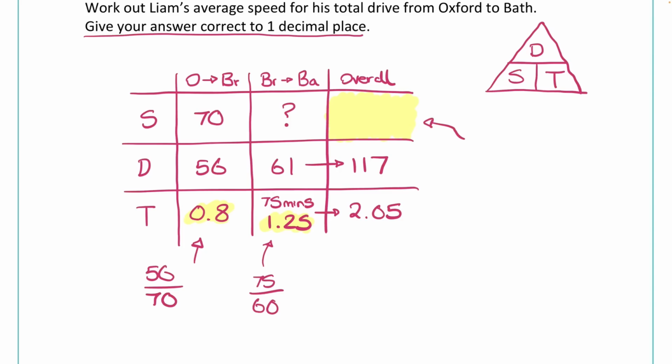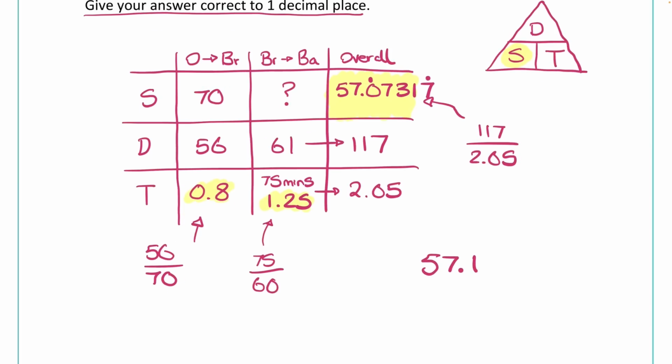So here, again, using your formula triangle, cover up speed, it's distance divided by time. So our distance, 117, and our time, 2.05. And we can type that in on the calculator. We know it's going to give us a decimal, and it does. It comes out as 57.07317 with a dot above the 0 and the 7. Of course, it did say give our answer to one decimal place, so that would round to 57 point, and then it's 07, so 57.1, and then double check the question. It was in kilometres per hour, so 57.1 kilometres per hour.